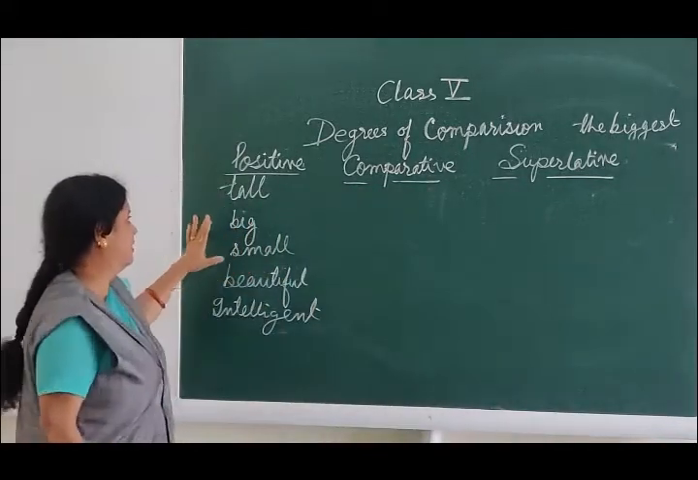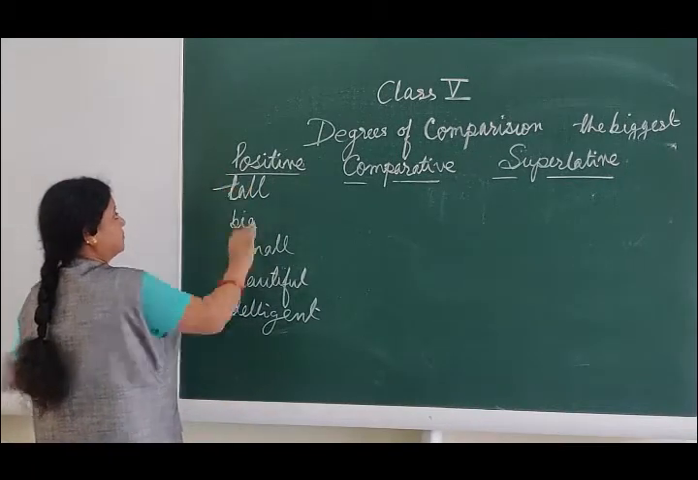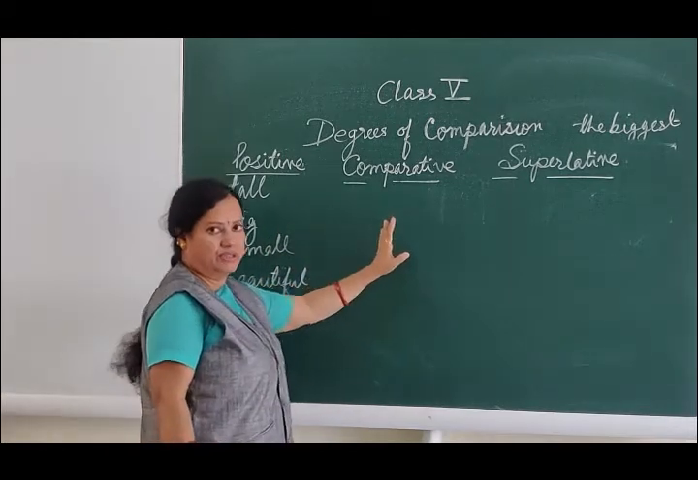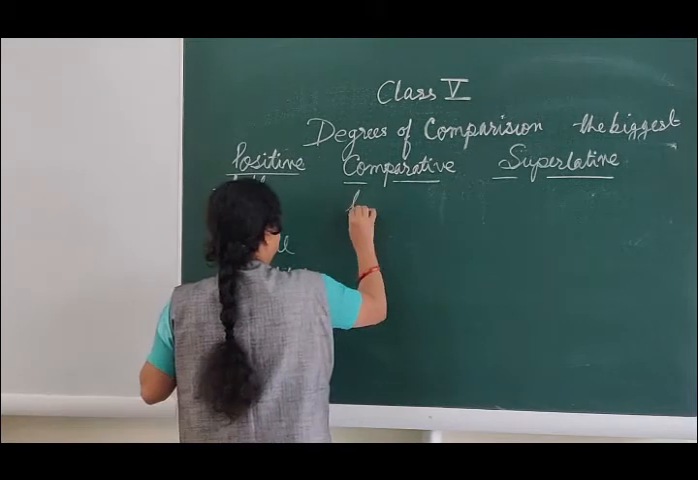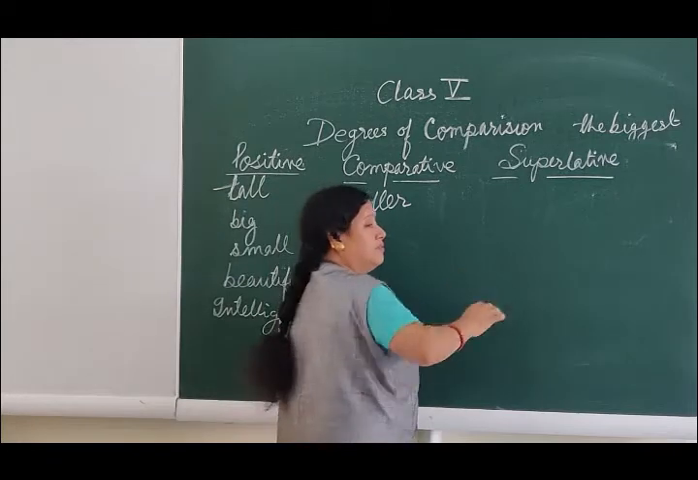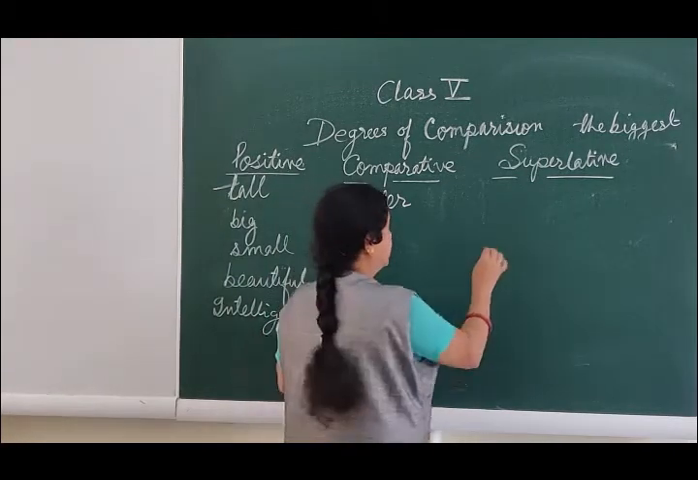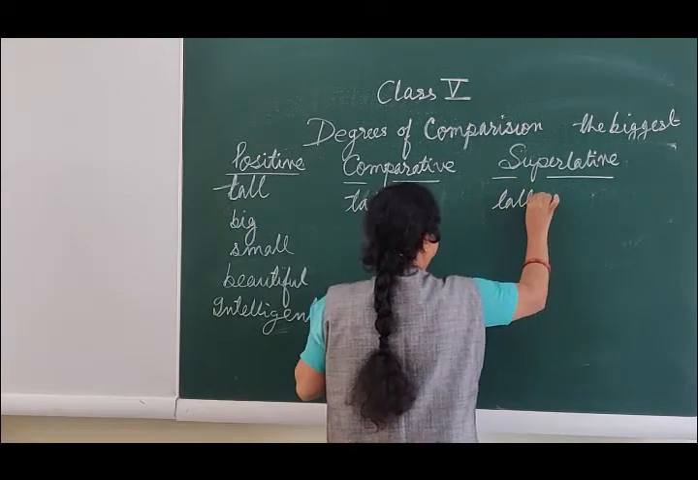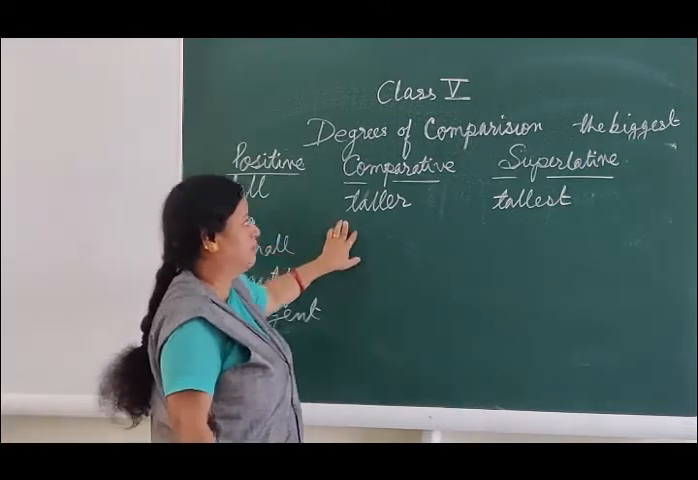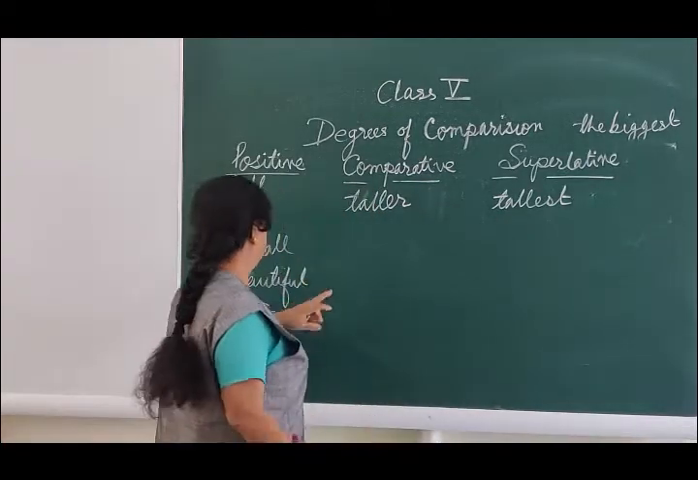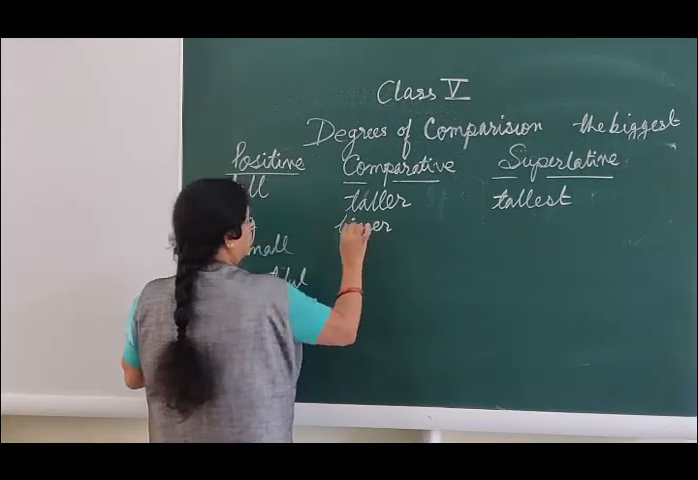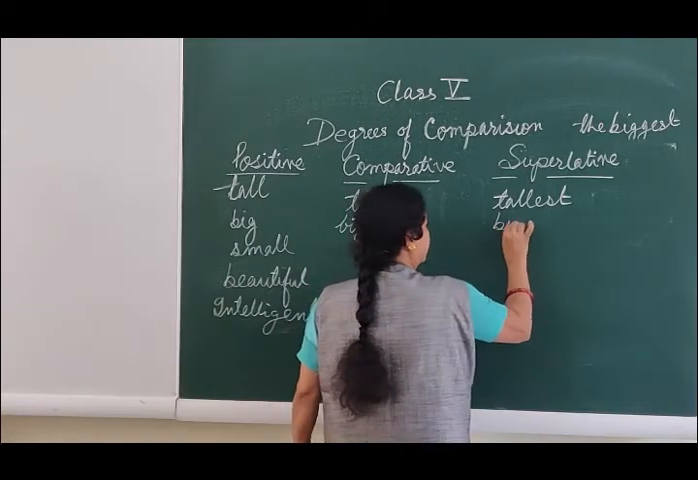Okay. See children, now I got one word, that is tall. So suppose Nishita is tall, and we are comparing Nishita with someone else. Then we will write taller. And if we are comparing with more than 2, then tallest. So tall, positive degree, taller, comparative degree, tallest, superlative degree. Big, just now I gave you this example. Big, bigger, biggest.